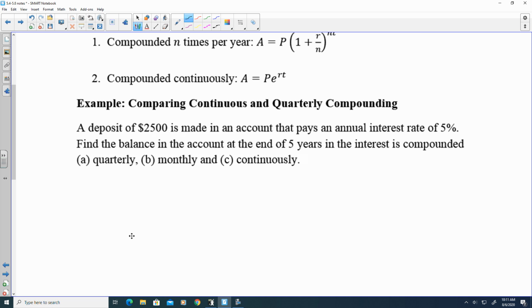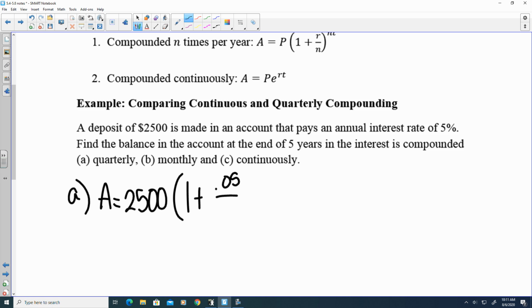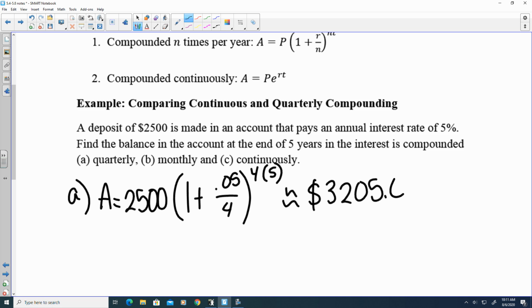Okay, we have $2,500 deposited into an account with an interest rate of 5%. Find the balance at the end of 5 years if it's compounded quarterly. So that's going to be formula number 1, where our quarterly is referring to the number of times compounded. So that's going to be 4. And when I round to 2 decimal places, since this is money, I get approximately that answer.